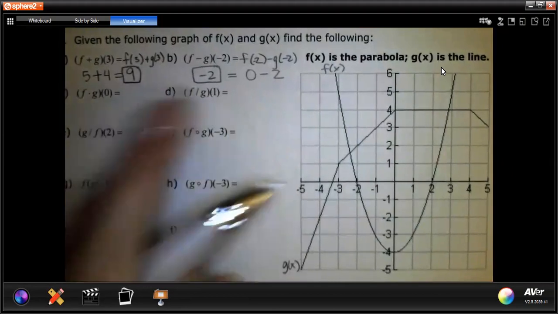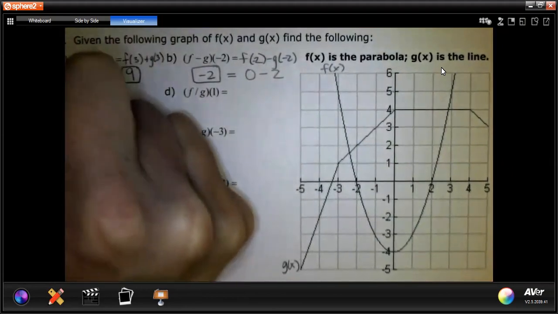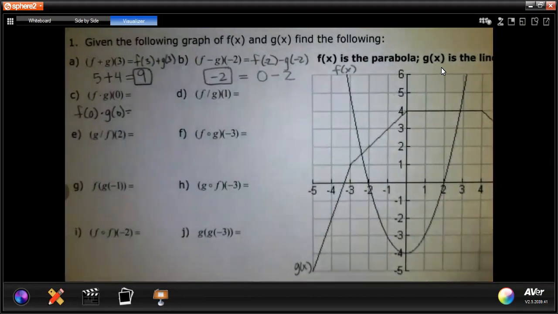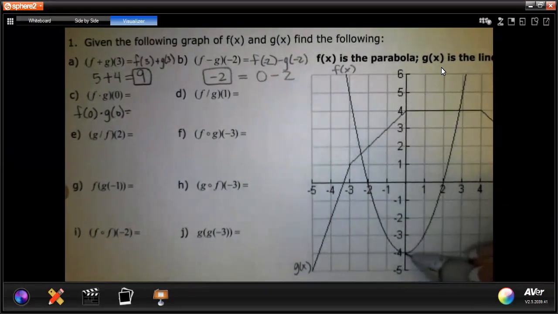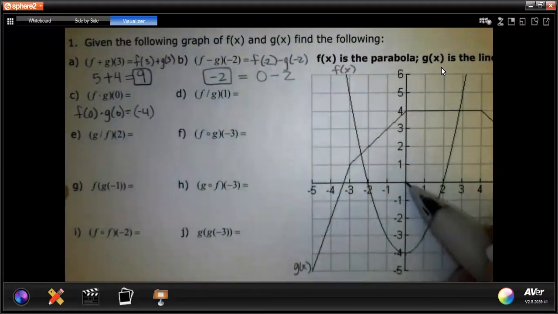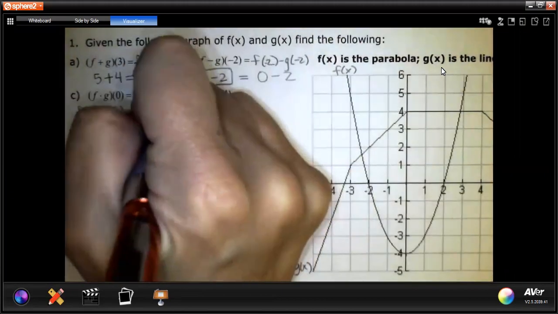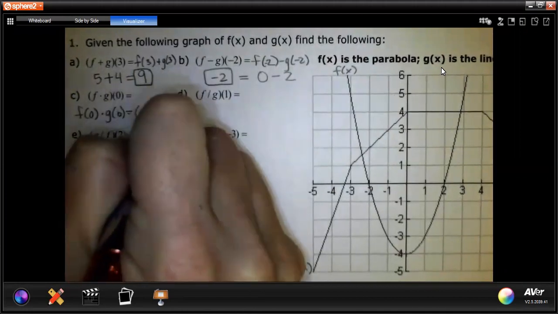All right, we'll do multiplication and division as well. So this is f of 0 times g of 0. That means the x value is 0. So I go where my x is 0. My f function is right here at -4. My g function is right here at +4. I multiply those two together and we get -16.